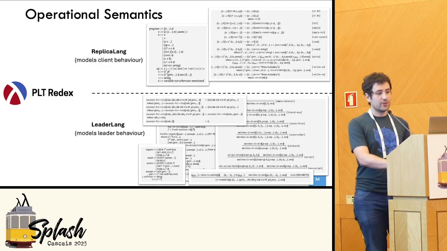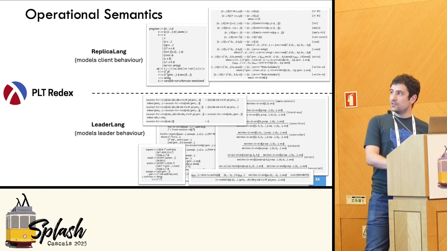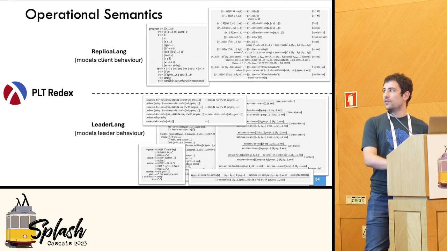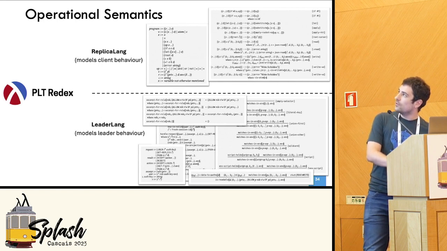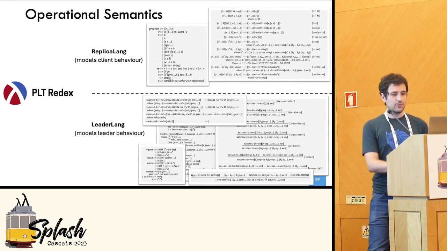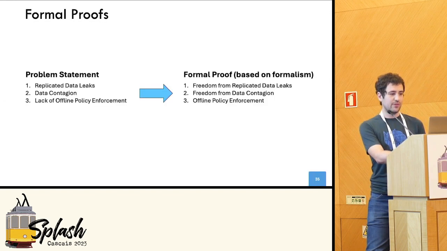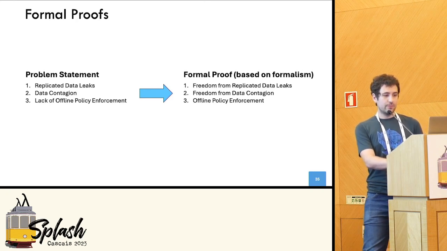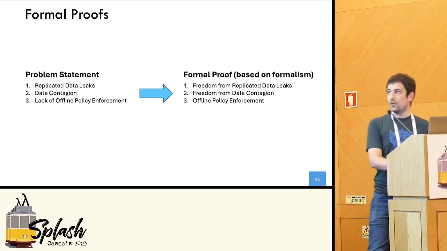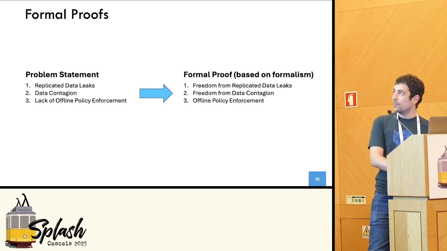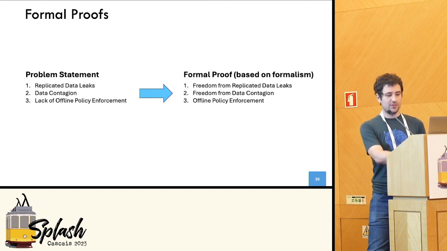Since it's important that the system is actually secure, we formalized it as two languages in PLT-Redex, namely replica lang models the behavior of each client and leader lang models the behavior of the leader. So these inference rules and reduction rules model that behavior. In the paper we have proofs, based on the operational semantics, that the problems no longer occur: freedom from replicated data leaks, freedom from data contagion, and the availability of offline policy enforcement.